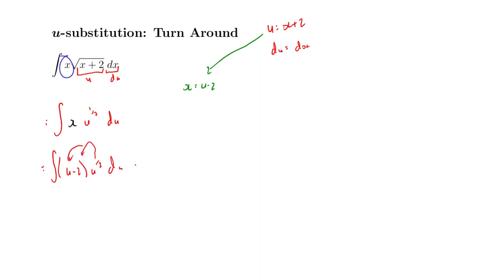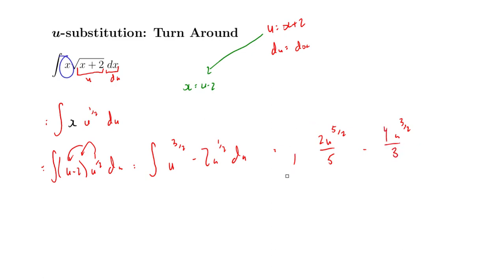And we can do the distributive property on this. We can just multiply all this stuff out. This becomes u to the 3 halves minus 2 u to the half du. And now we're just in our nice little power function. Add 1 to the exponent, divide by that number. So we've got u to the 5 halves divided by 5 halves, or multiplied by 2 fifths, minus 2 u to the 3 halves times 2 thirds, or divided by 3 halves.